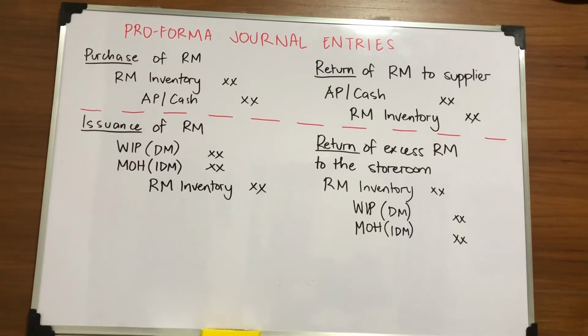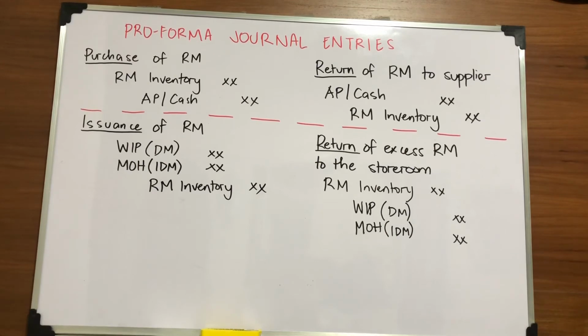When the time comes that you have to convert your raw materials into finished goods, they will be transferred into the work in process account. When raw materials are issued to production, you credit your raw materials inventory, and you debit your work in process for direct materials and any manufacturing overhead that relates to indirect materials. Raw materials are transferred from the warehouse to the production department.